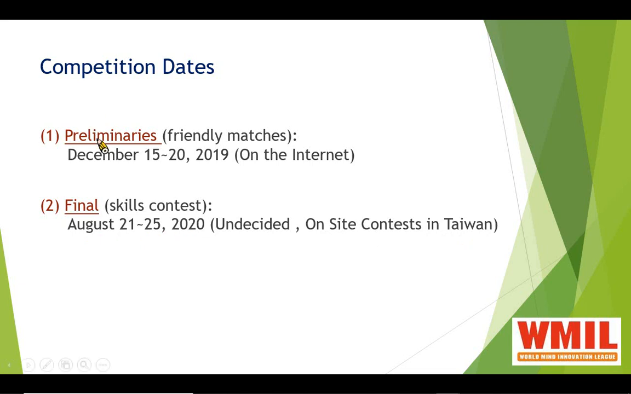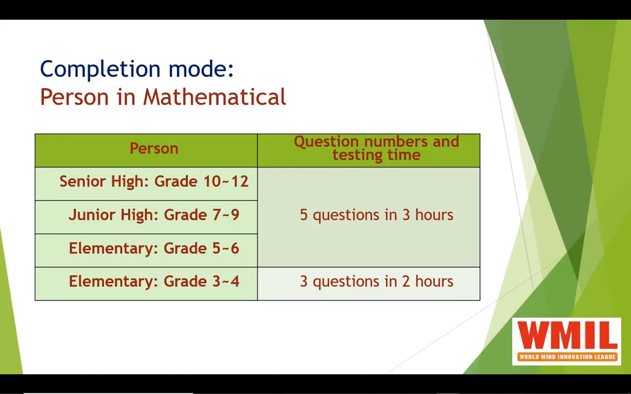Let me say that again. The preliminary contest is on the internet. You can solve the questions at your home. And then the competition model: we do have personal and group. The personal in mathematics means that you solve the questions personally. So the senior high school students are from grade 10 to 12, junior students are grade 7 to 9, and for elementary we do have two groups, grade 5 to 6 and grade 3 to 4.